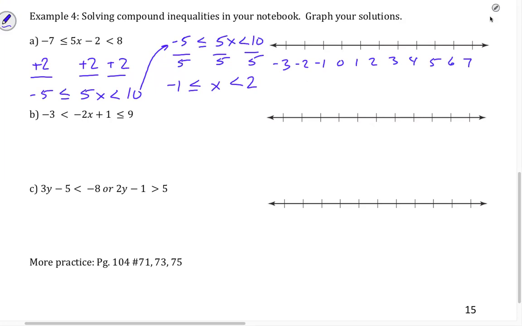What type of marking am I going to have at -1, Julia? Do you know? A bracket. And what am I going to have at 2? Parenthesis. And I shade in between them. Yep. There you go.